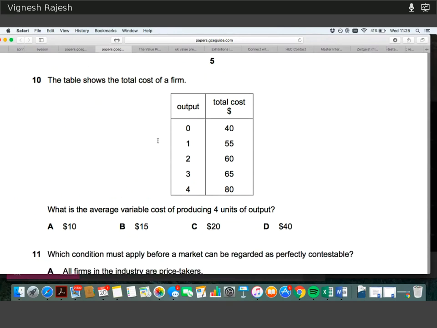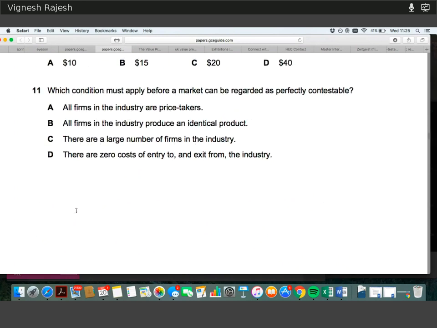Okay, question 10. Here, because we are given figures, we can look at average variable costs. We know initially that the fixed cost is $40. So we first isolate the total variable cost, which is the difference between this initial 40 and the subsequent amounts based on the quantity. When 4 units of the good are being produced, the total fixed cost is still 40. The total cost is 80. So the total variable cost is 80 minus 40, which is 40. To work out the average variable cost, we divide it by the output. So it's 40 divided by 4 equals 10. So the answer 10 is A.